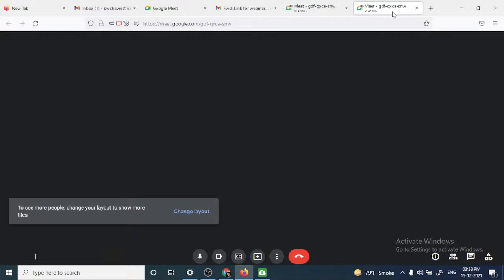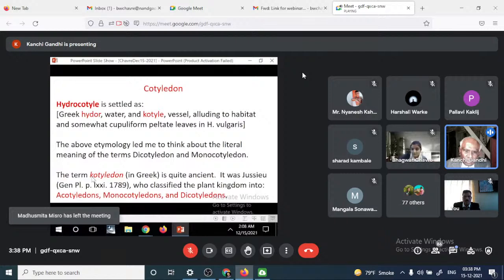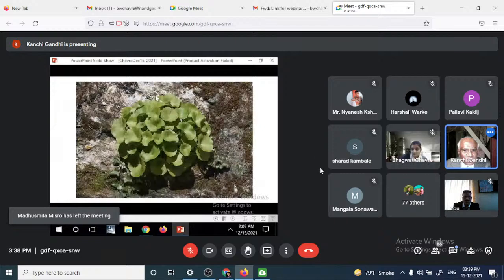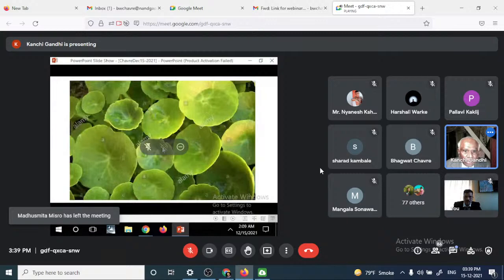What is the literal meaning of cotyledon? Whatever is spelled, it is from Greek. So from Greek, now, please look at the leaves of this plant. It is almost saucer shaped, looking like a bowl. There is a cavity on the upper surface. Enlarged picture. Looks like a saucer.